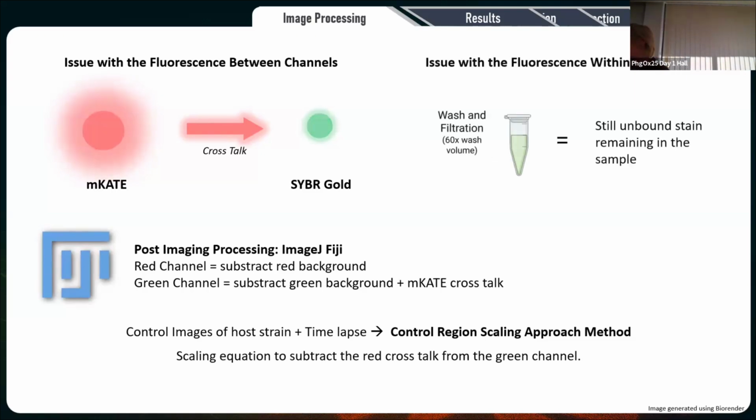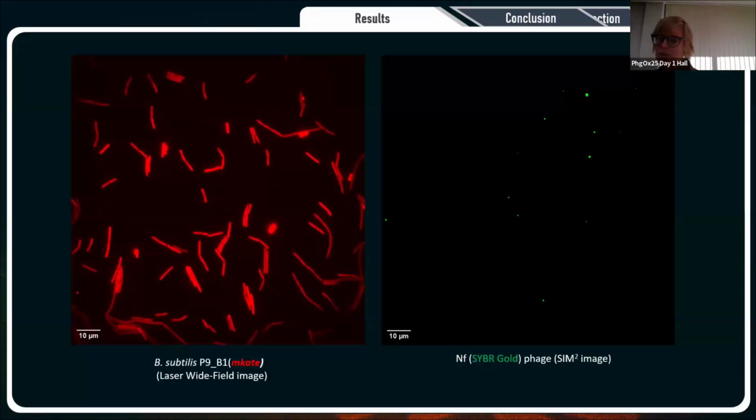An additional issue that we noticed immediately is that while the phage samples were thoroughly washed and filtered to remove as much excess stain as we could, there is still a small amount of unbound stain remaining in the sample, although not much at all. So unfortunately, with this stain present, when the host cell lyses and releases its genomic DNA, the stain can bind to it. So these are just some control images I want to show you first before we get to the time-lapse results.